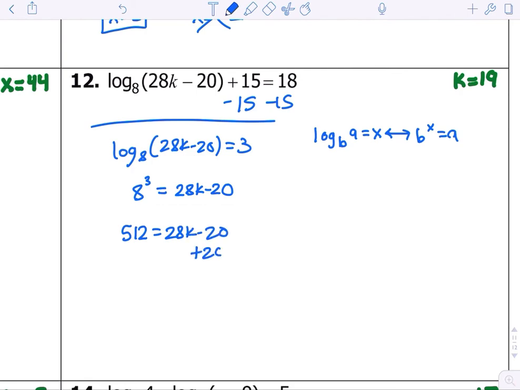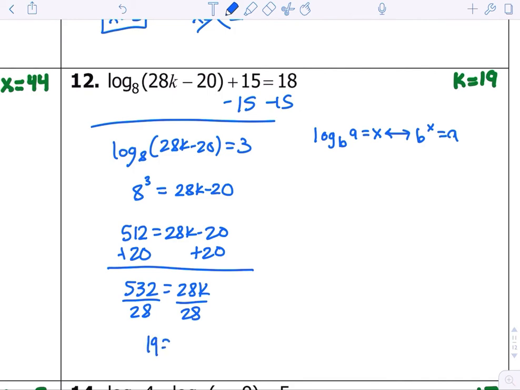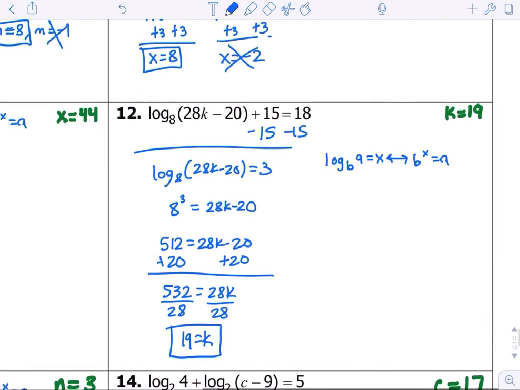Add 20 to both sides. 532 is equal to 28k. Divide both sides by 28. And we're going to get 19 is equal to k. Plug it back into the original, and it's going to give us a positive. Looks like it's going to be good, so that is going to be your answer.